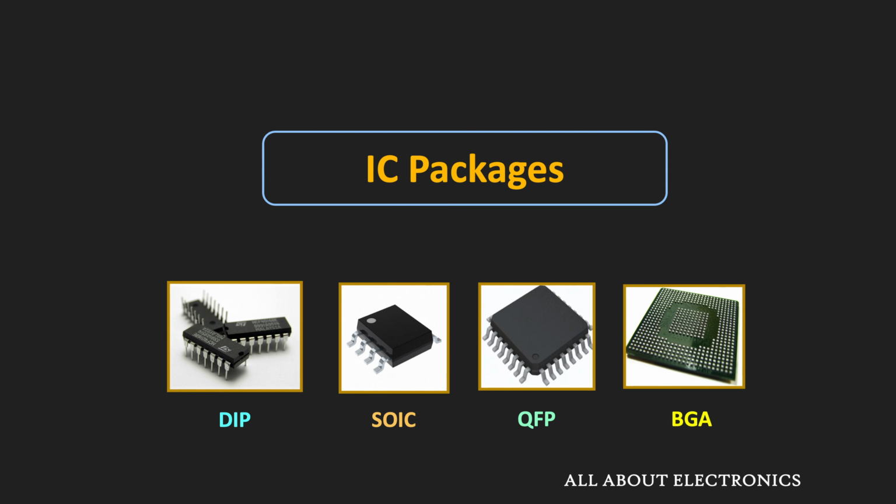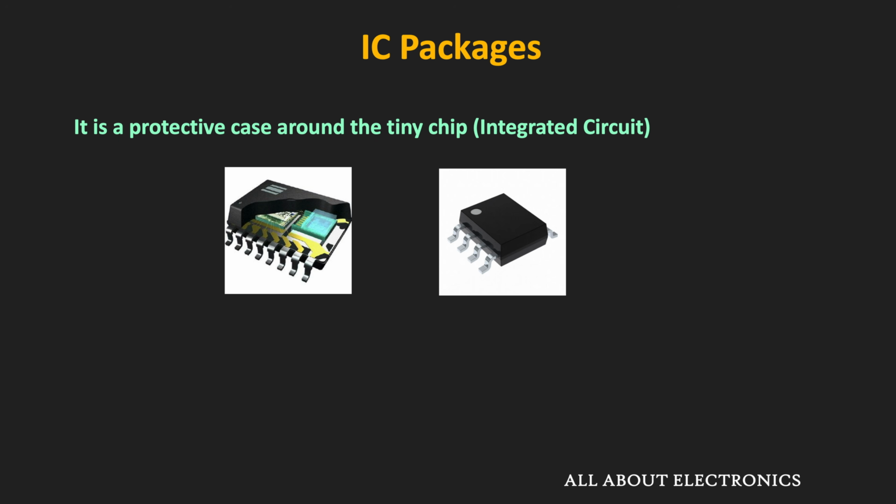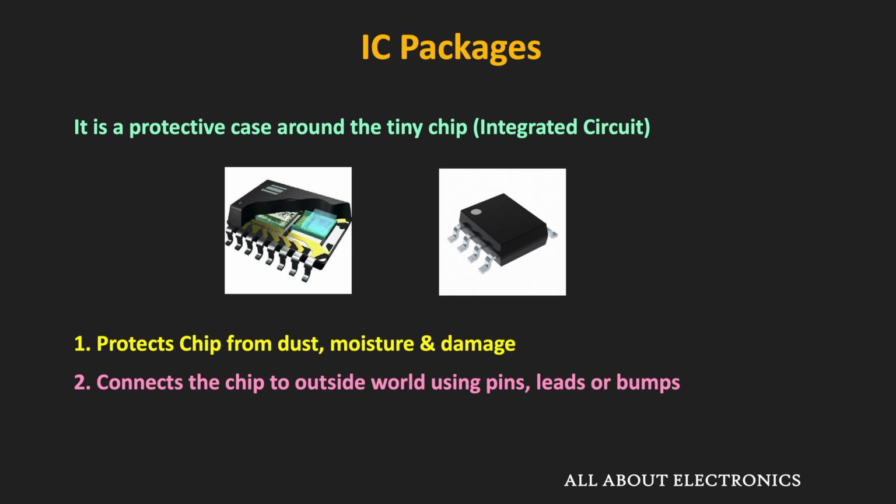In this video, we will learn about the different IC packages that are commonly used in electronics. If you see these IC packages, that is basically a protective case around the integrated circuit. This protective case protects the chip from dust, moisture and physical damage. And the second, and one of the most important things, is that it connects the chip to the outside world using either pins, leads or bumps.